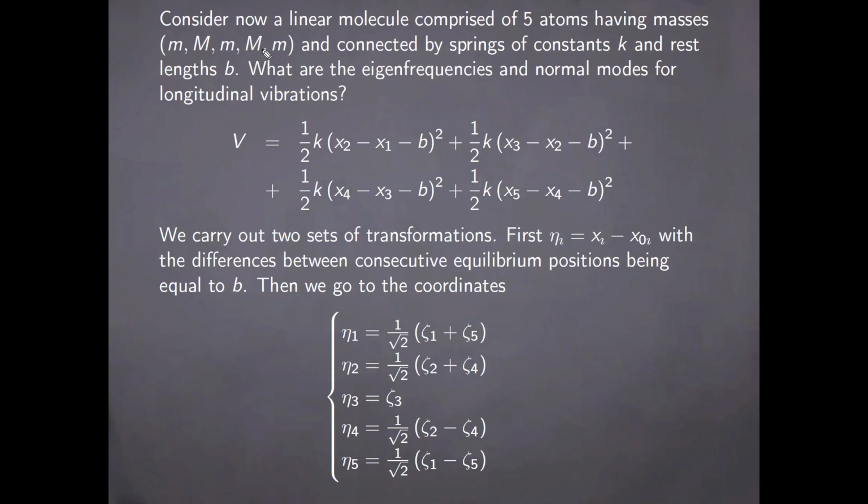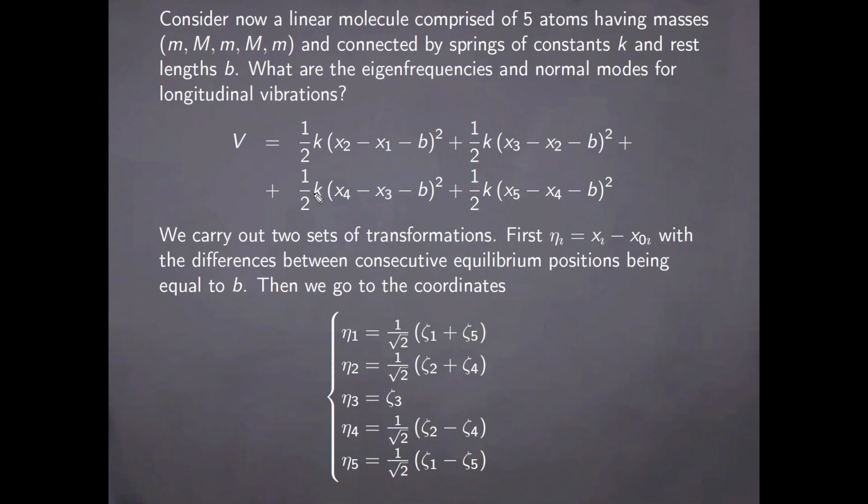Another example where this kind of factorization is really helpful is that of a more complicated molecule. A linear molecule comprised of 5 atoms this time, having the masses listed here in sequence, and connected by springs of equal constants and rest lengths. We would like to find the eigenfrequencies and normal modes for longitudinal vibrations in the case of this system.